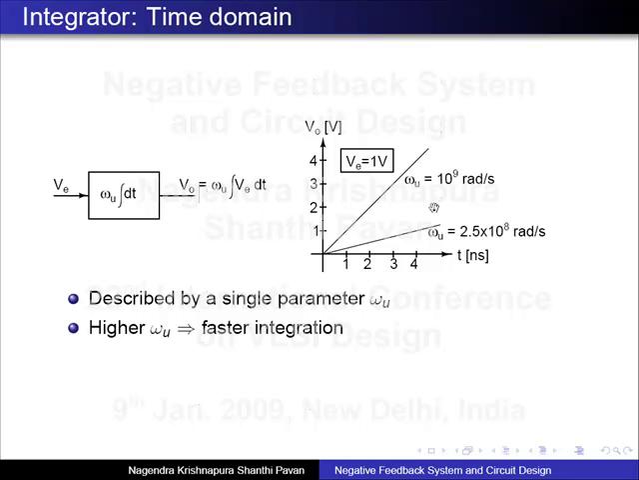So, omega u simply represents the speed of integration. The larger the value of omega u, the faster the integration. Now, as you can see, this will have a bearing on how fast the amplifier will reach steady state. So, you can have two kinds of drivers.